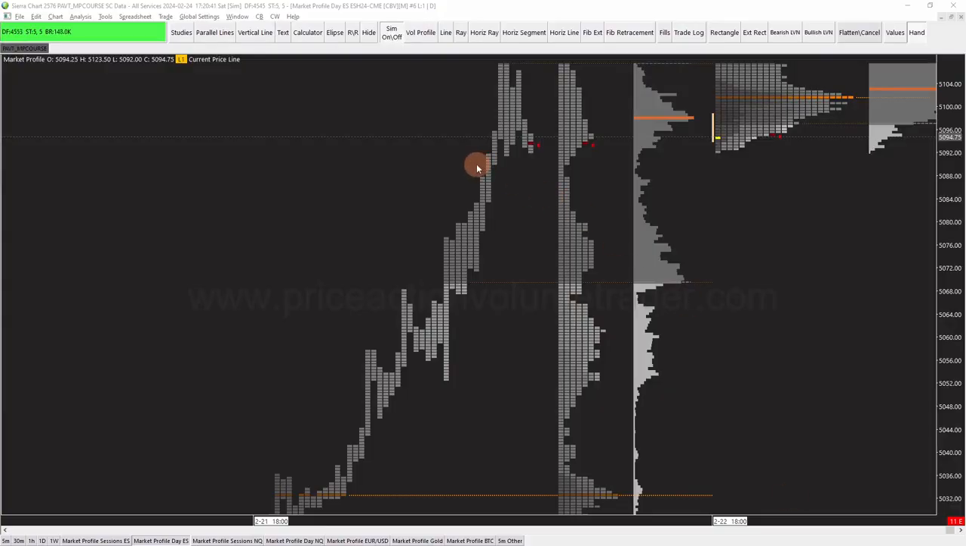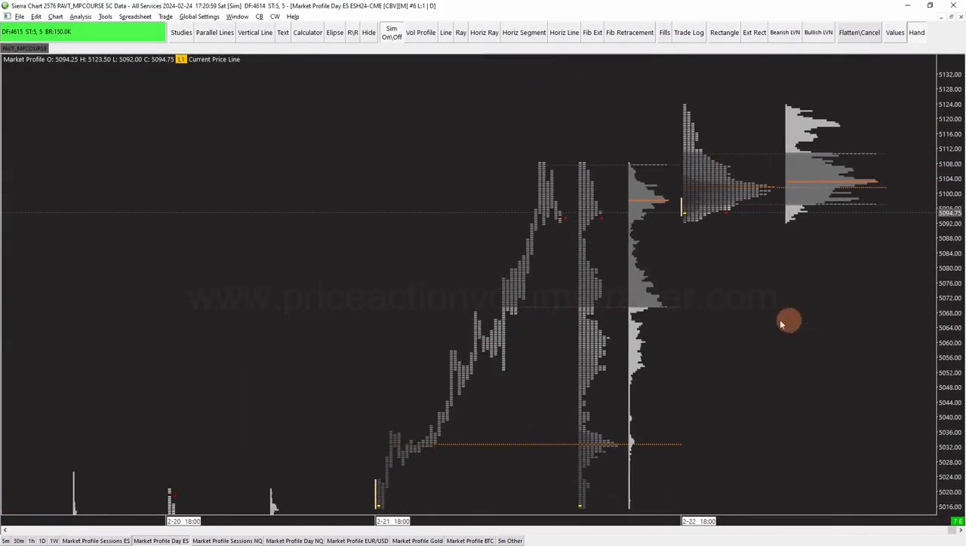Like up here, this is clearly a single print, and you can see it right over there. We got our single prints because we had a period up to here, an impulsive move, and no fill back at all into those values.